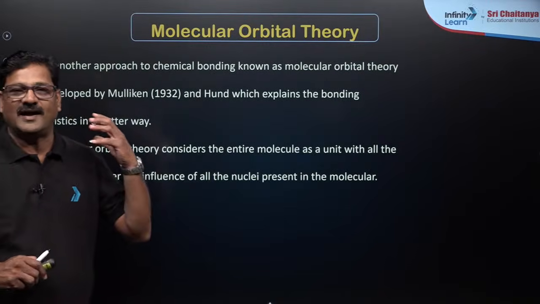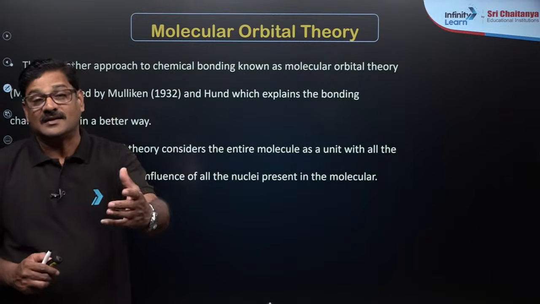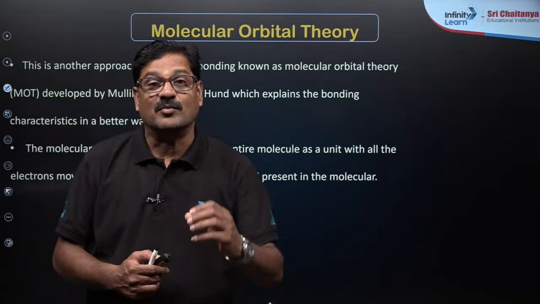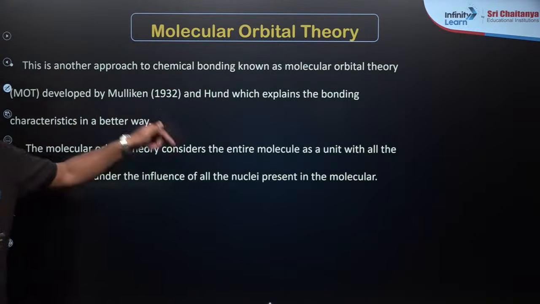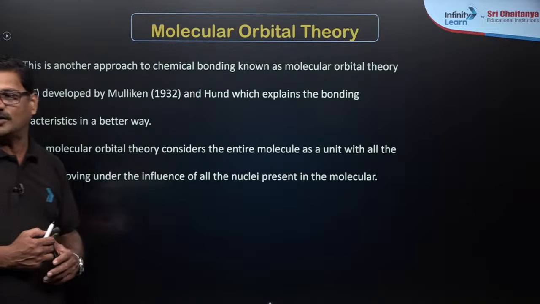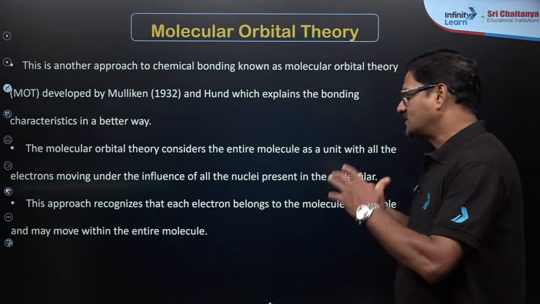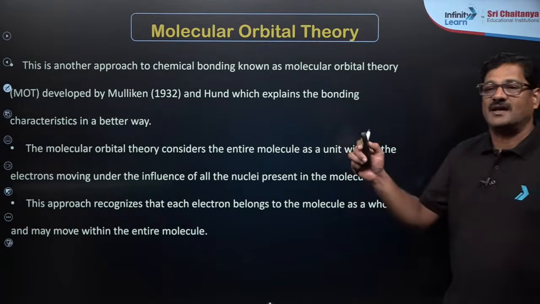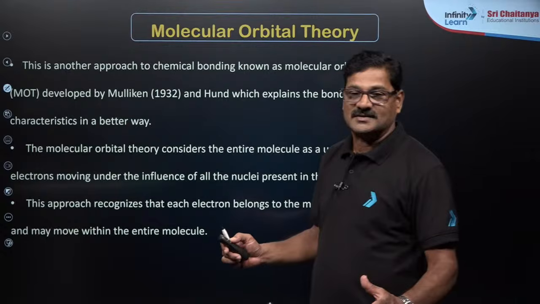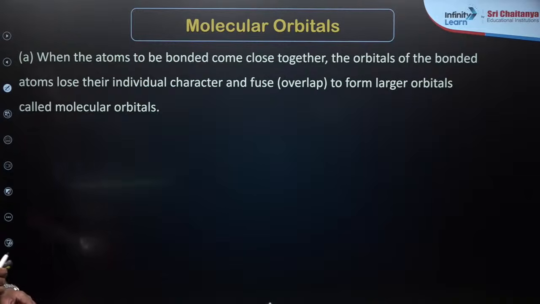So the atomic orbitals combine and a new kind of orbitals is formed, which is called a molecular orbital. And we will discuss how the electrons are arranged in the molecular orbital configurations and everything. Also, this approach recognizes that each electron belongs to the molecule as a whole, not as a single entity. So let's go into the details about this.